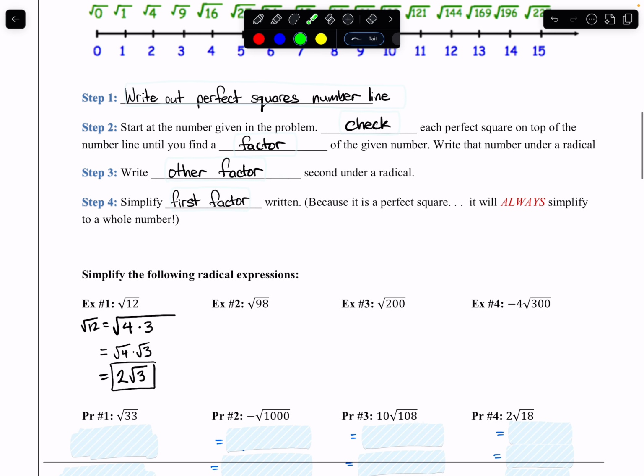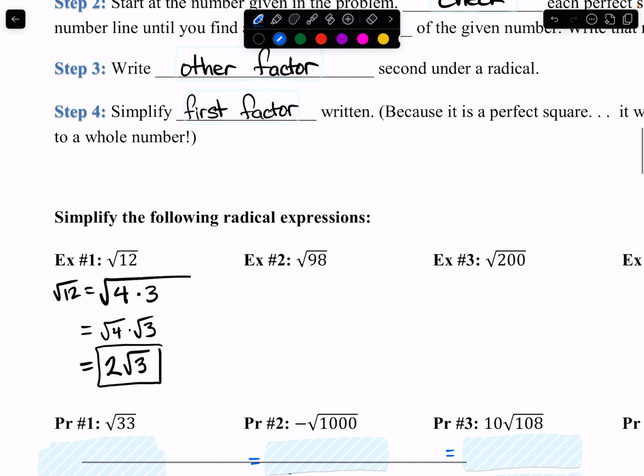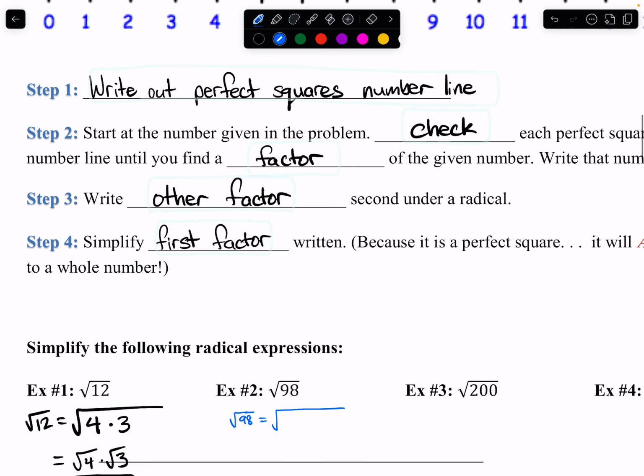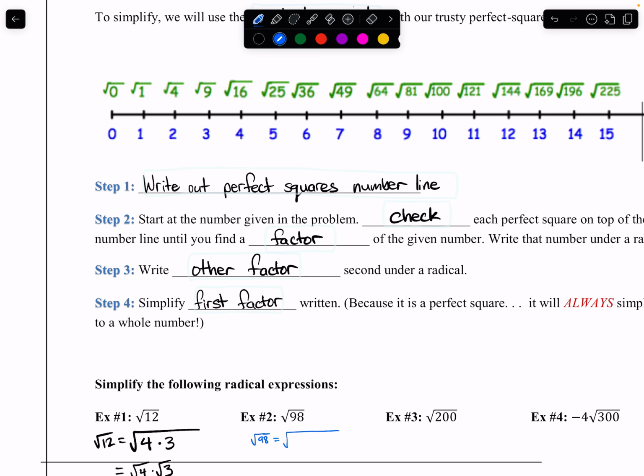Let's try the same process with example 2. So we have the square root of 98. So the square root of 98 equals, we're going to scan our number line for the biggest perfect square that's a factor of 98. So these are all too big. Is 81 a factor of 98? No. Neither is 64. But 49 is.